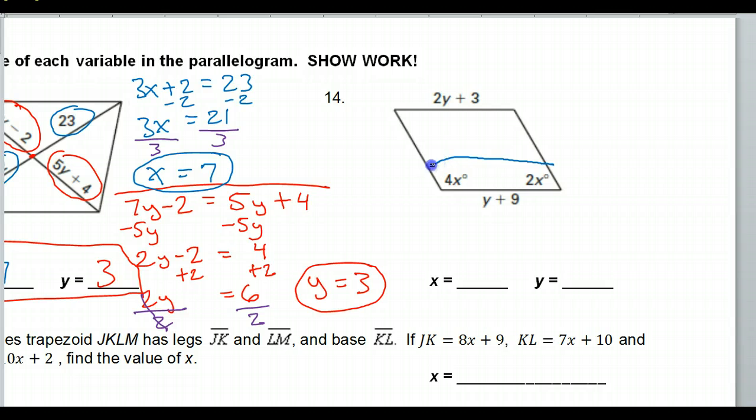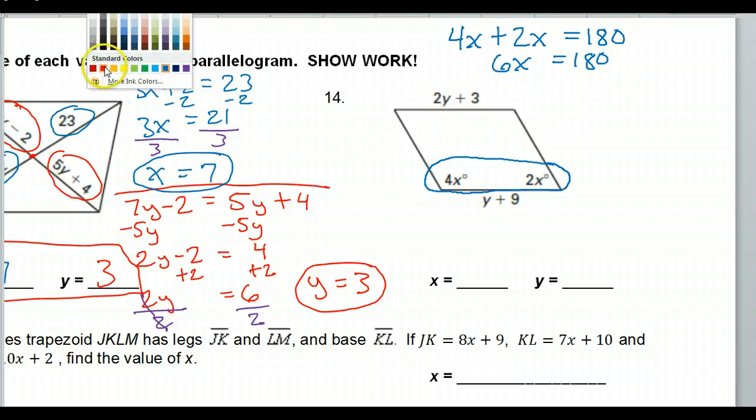These angles where the x's live are there in these consecutive angles of the parallelogram. So hopefully by now you've mastered the fact that these will be supplementary. So that means that 4x plus 2x should equal 180 degrees. Supplementary, they add up to 180. So that means 6x is going to equal 180.